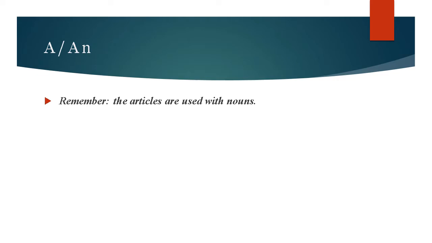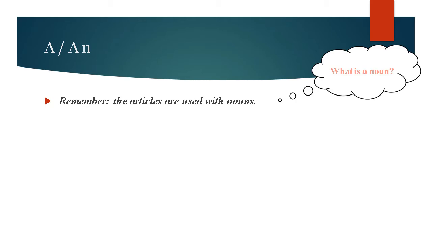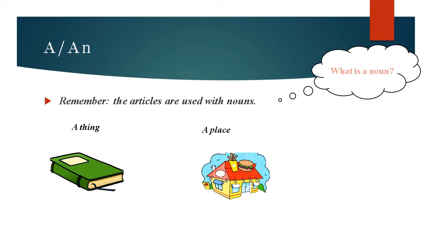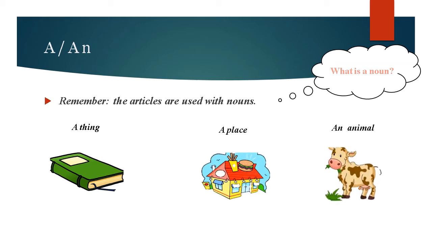Remember, the articles are used with nouns, before nouns. So, what is a noun? A noun can be a thing, can be a place, or it can be an animal. This is a noun. هذا هو the noun.